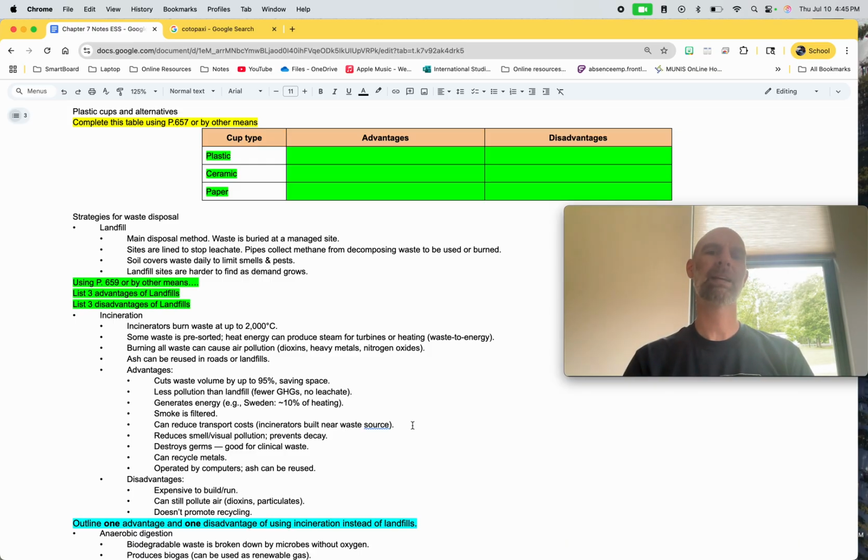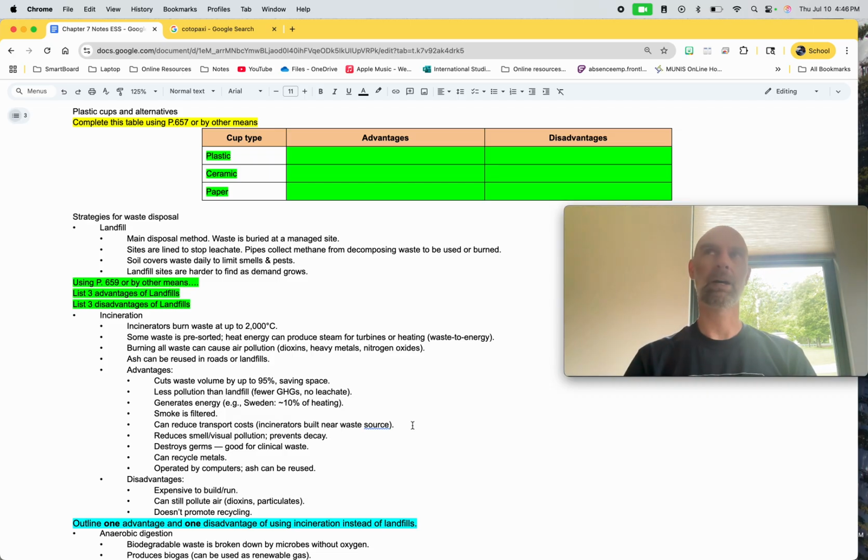Pipes collect methane from decomposing waste to be used or burned. Yeah, so cool thing about landfills, you'll see these pipes coming out, and you're like, what the heck are those for? It's basically to collect the methane, and then you can burn it for energy or use it in other ways. Soil covers waste daily to limit smells plus pests.